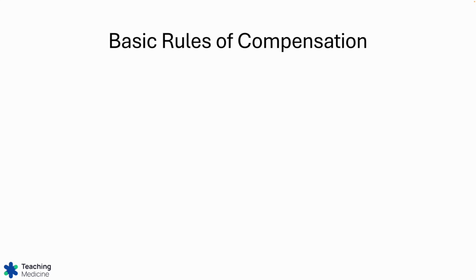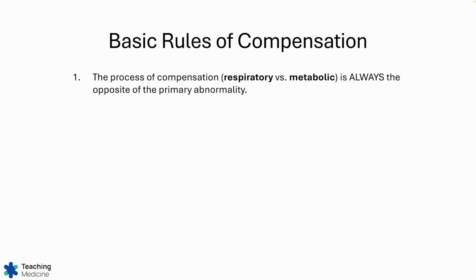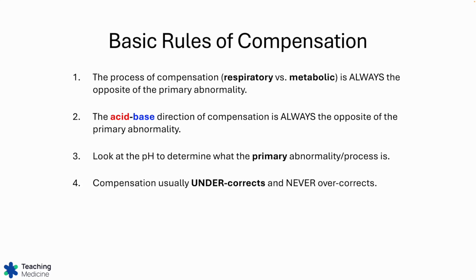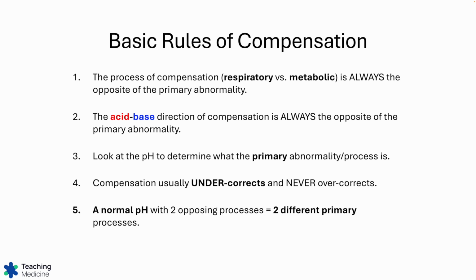So just a quick summary of the basic rules of compensation. The process of compensation, respiratory versus metabolic, is always the opposite of the primary abnormality. The acid-base direction of compensation is always the opposite of the primary abnormality. Look at the pH to determine what the primary abnormality or process is. Remember that compensation usually undercorrects and never overcorrects.